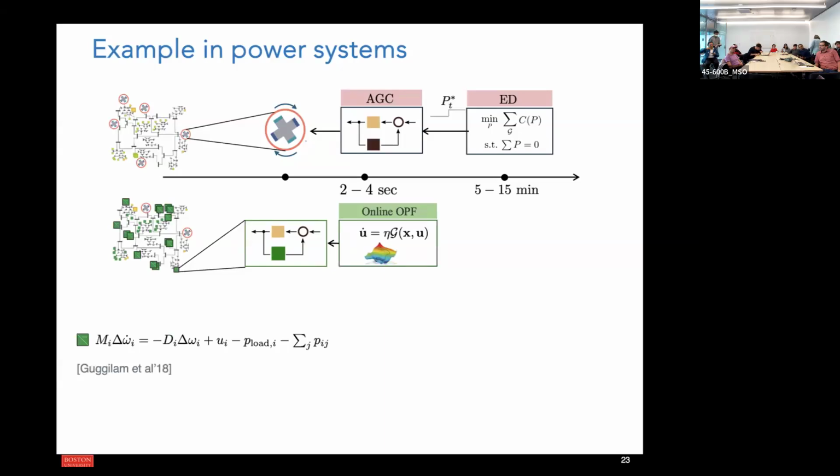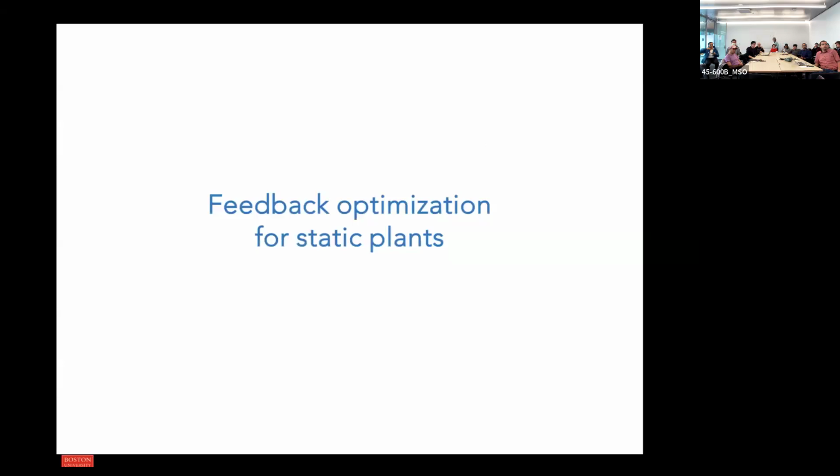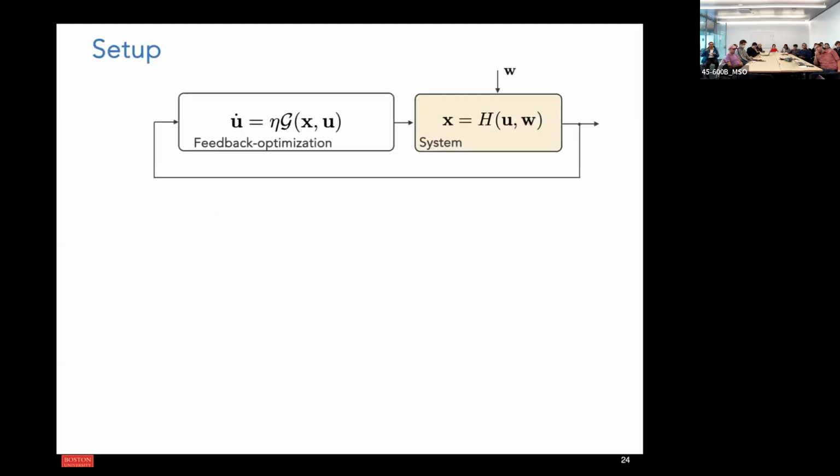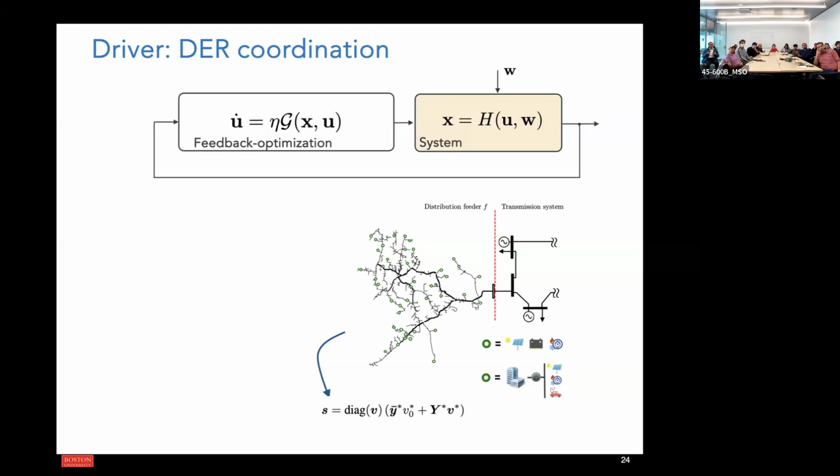I prepared this slide just to show you that this can be applied to power systems; perhaps we can start offline. I have probably 10 minutes, so I'm going to try to delve very quickly into the case of static plants. And as I promised, I will use the voltage regulation problem as a guiding example. In this case, the system doesn't have prevailing dynamics, so the dynamics are sufficiently fast that I can just consider the input output steady state map. This map is going to be capital H. And I'm going to be considering a distribution feeder, so anything downstream of the substation, right?